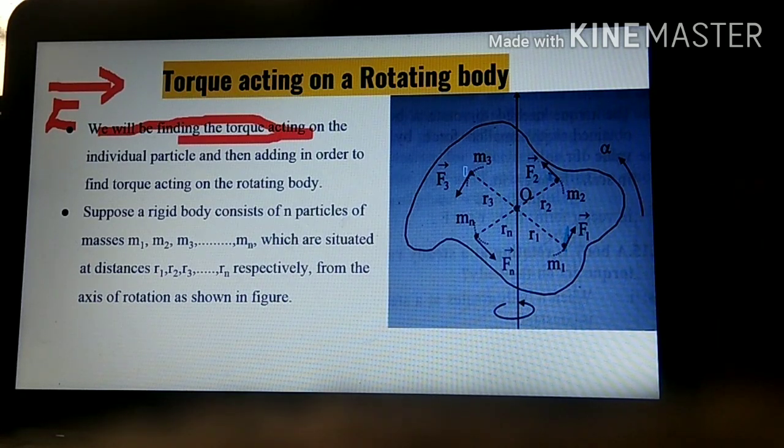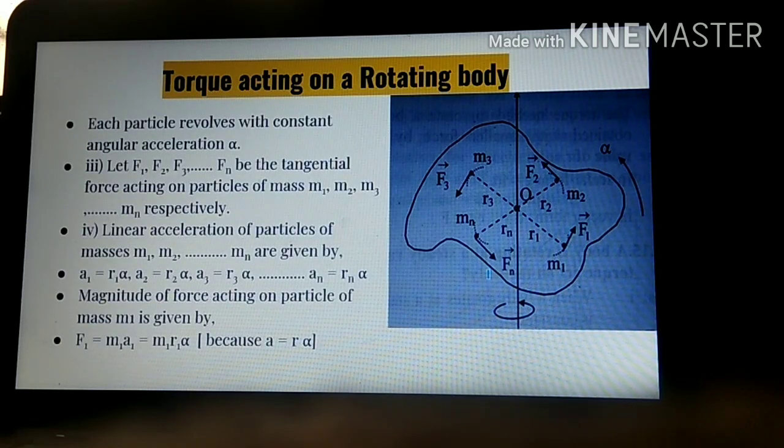It is moving with a linear force F3. We can move up till the nth particle, mass mn, whose distance from the axis of rotation is rn, and it's moving with a linear force Fn. Again, we can see this F1, F2, F3 are all tangential forces which have been applied on the masses m1, m2, m3, mn respectively.